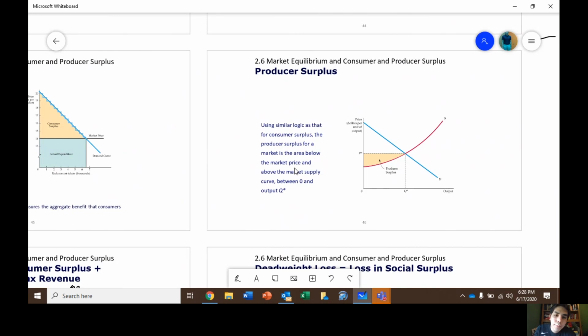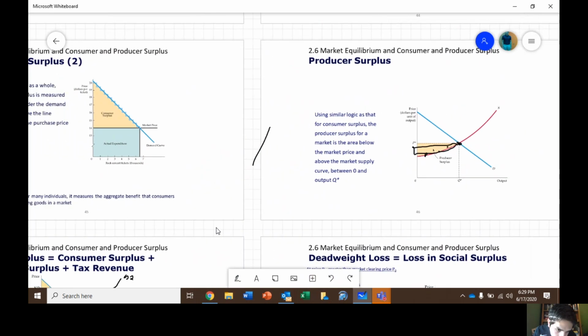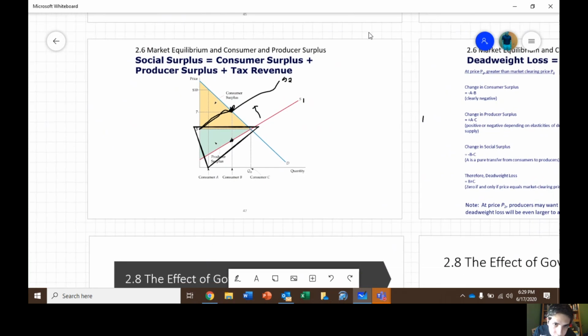Using similar logic for consumer surplus, the producer surplus for a market is the area below the market price and above the market supply curve. It's right here, producer surplus. Again, you can think of it as producers willing to manufacture a good. Several producers are willing to manufacture a good at this price point, at this price point, at this price point, but they get to manufacture a good at a higher price point. So that surplus that they get is like the benefit from the market. So social surplus equals consumer surplus plus producer surplus plus tax revenue.